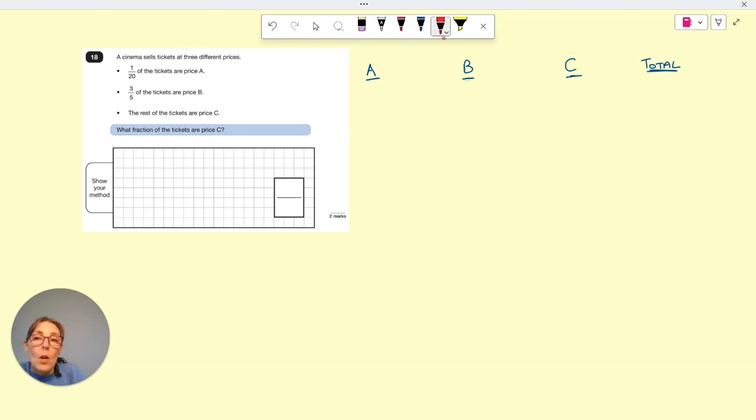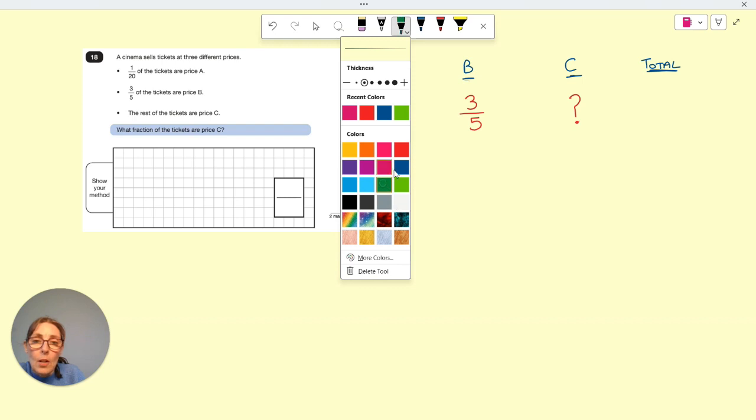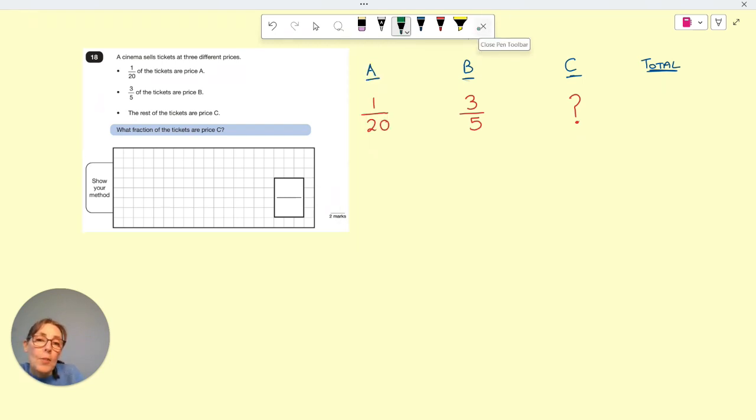So let's think. 1/20th of the tickets are price A. 3/5 of the tickets are price B, and we don't know how many are price C. Let's get a different colour. I said about equivalent fractions because you can't really compare fractions unless you have the same denominator. So I want to make them all out of 20. Now let's think, if they sold all the tickets, what fraction of the tickets have they sold if they sold all of them?